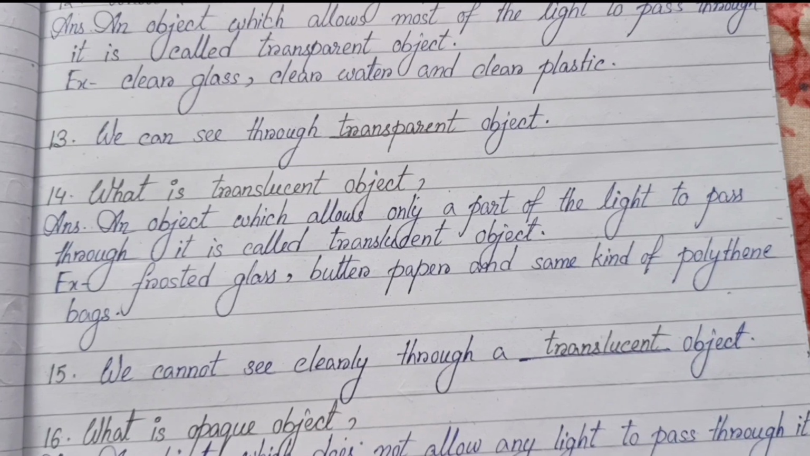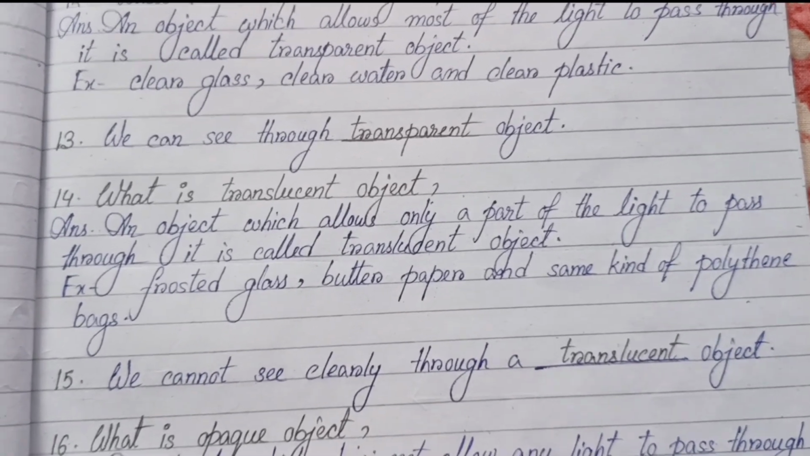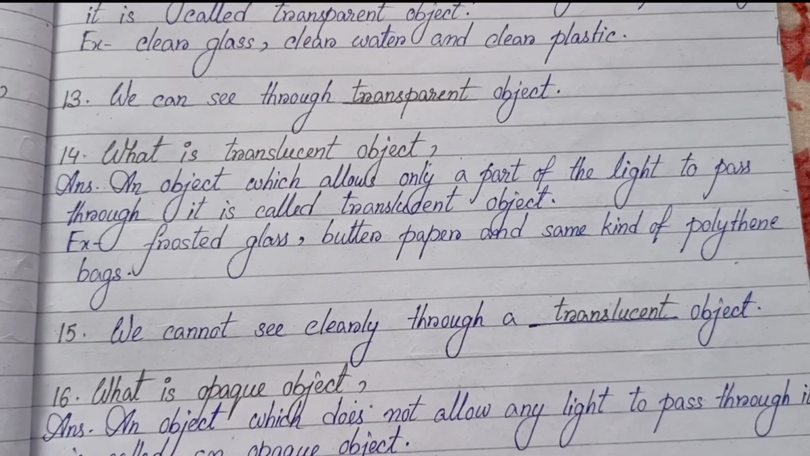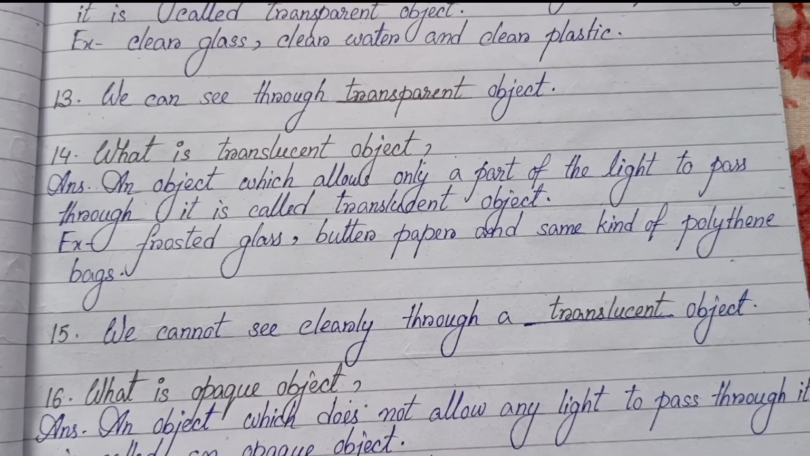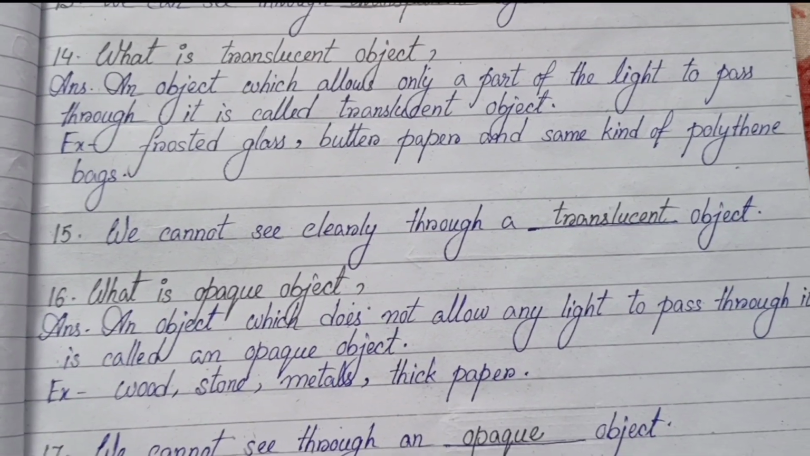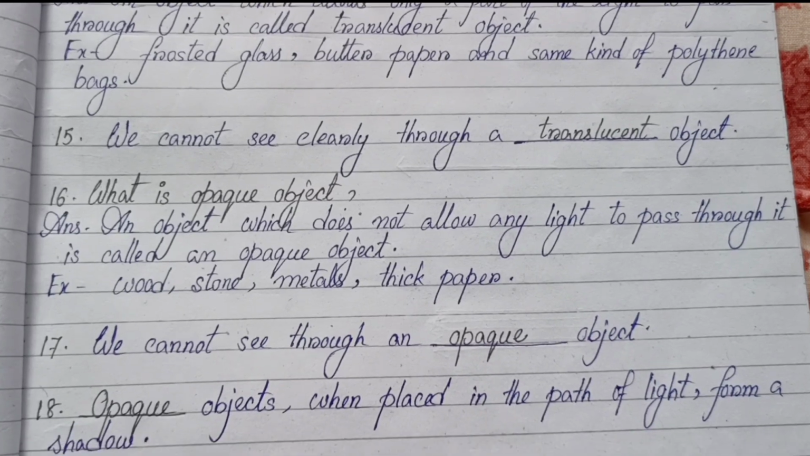Number 14, what is translucent object? An object which allows only a part of the light to pass through it is called translucent object. Example, frosted glass, butter paper and some kind of polythene bags. Number 15, we cannot see clearly through a translucent object.